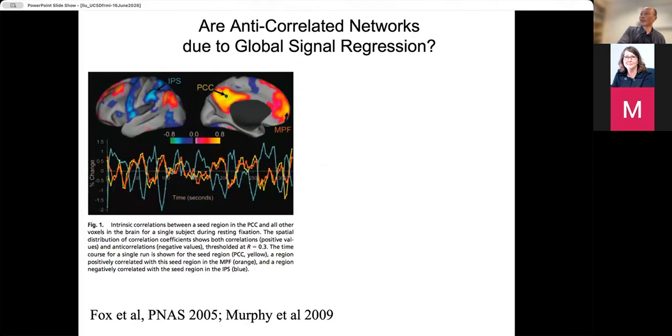And then there was a series of papers in sort of 2005, 2009, from Mark Raichle's group, a very influential paper in PNAS. This is really where the DMN marketing took off. Before then, no one really knew about it, and with this paper it became the really hot topic. In this paper, they showed that if you put the seed in the posterior cingulate cortex, you get the nice default mode network.